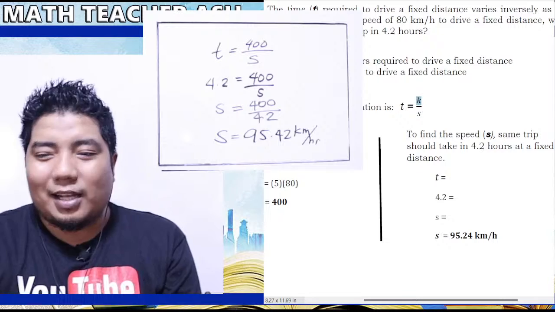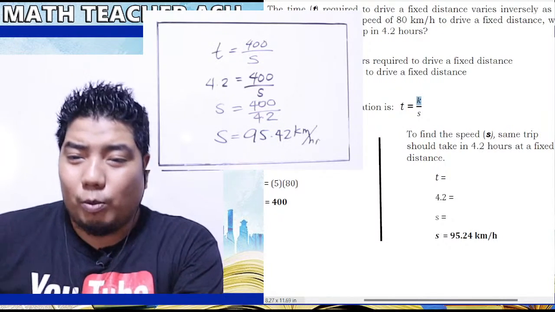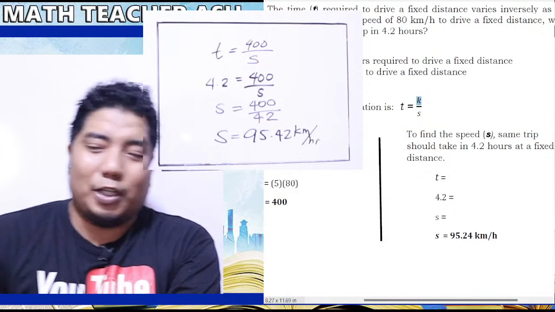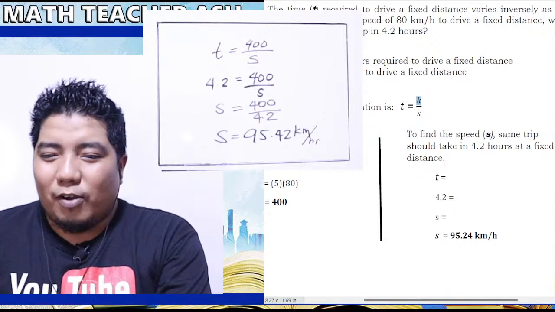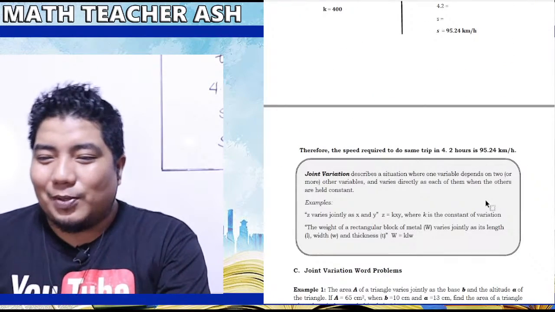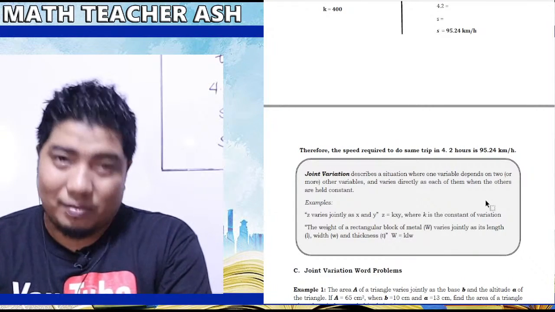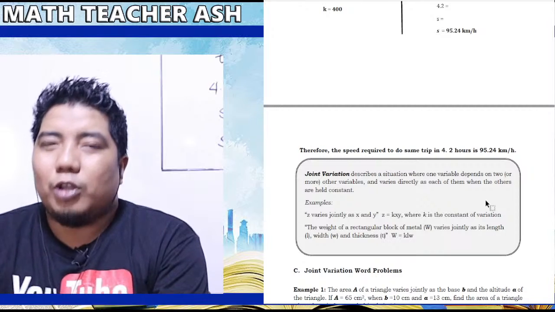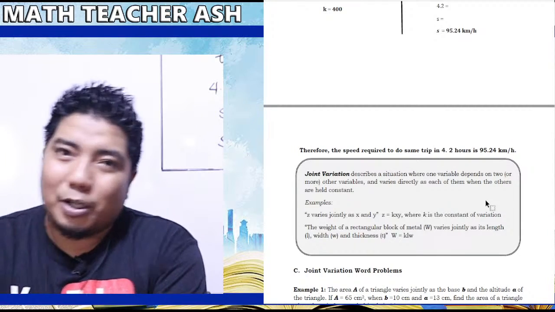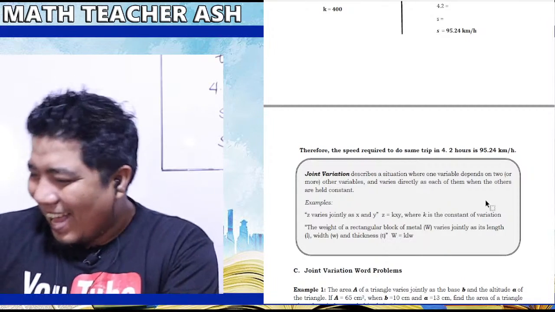So it is that easy, my dear math learners. 400 divided by 4.2. I hope you got the discussion about the inverse variation and the direct variation. Therefore, we can say that if you have 4.2 hours given in the same trip, you need to be faster. So that is 95.24 kilometers per hour.